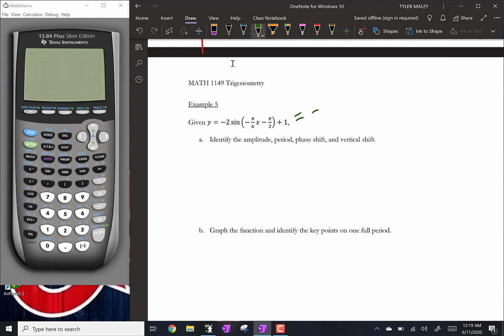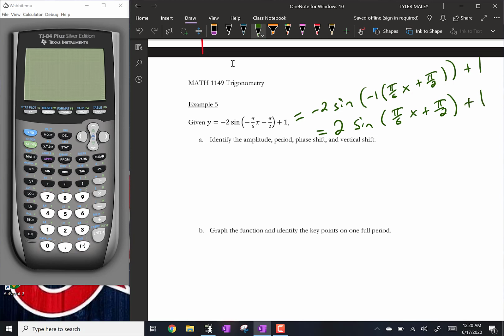So this would be equal to -2 times sine of, and I'm just going to pull out a factor of -1 inside, so that would be pi over 6 x plus pi over 2 and then plus 1. And then sine is an odd function, right? So what would happen is this -1 would make the front negative in front of the sine, but since it's already negative, you'd have a negative times a negative, so it would end up being positive, right? So we'd have 2 times the sine of pi over 6 x plus pi over 2 plus 1.